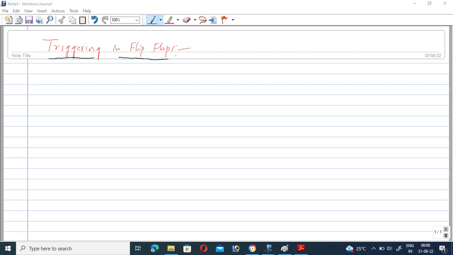Triggering means, generally we know from the previous class what is meant by a clock, right? Previously we discussed that a clock is a rectangular signal, a periodic signal. This is called the rising edge, and this is called the falling edge of the flip-flop. Okay, we already discussed this one.